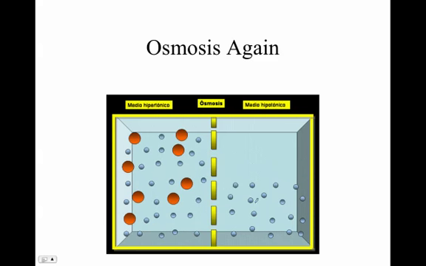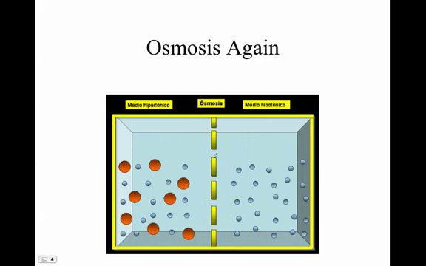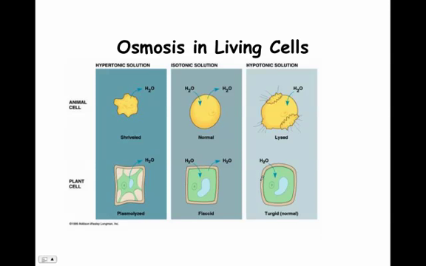So here's osmosis again. As you can see, the orange go nowhere, but pretty soon the grayish dots even out. Turgor pressure is using osmosis to fill plant cells stuffed full of water into its vacuole. And so that's why plants can stay upright and they're fairly stiff and rigid due to turgor pressure. Here's some examples of osmosis in living cells.